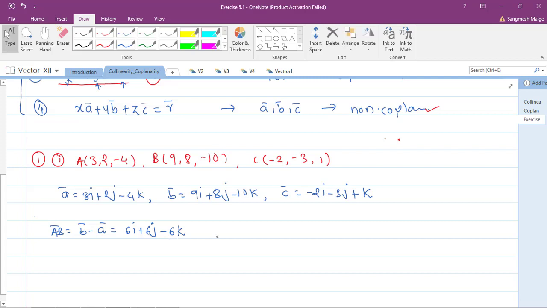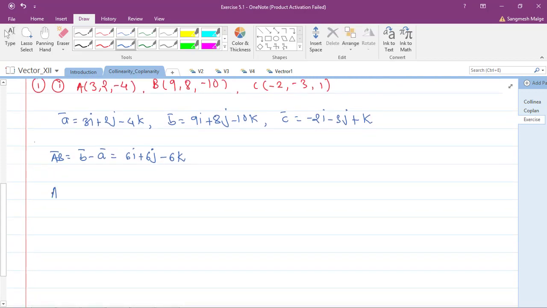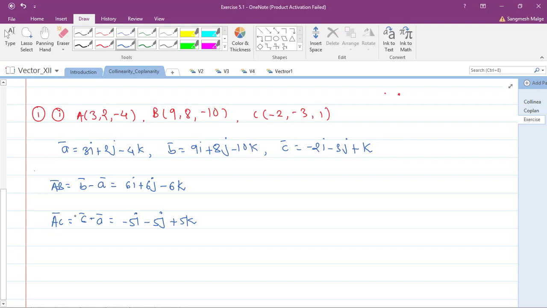Let's find out AC bar then. AC bar is c bar minus a bar. So minus 2 minus 3 is minus 5i, minus 3 minus 2 again becomes minus 5j, and 1 plus 4 is plus 5k. Okay, so this is AB bar and AC bar. So let's see what scalar multiple we have in these two. As we have to show that there is a scalar multiple between these two vectors, that is why these points become collinear points.